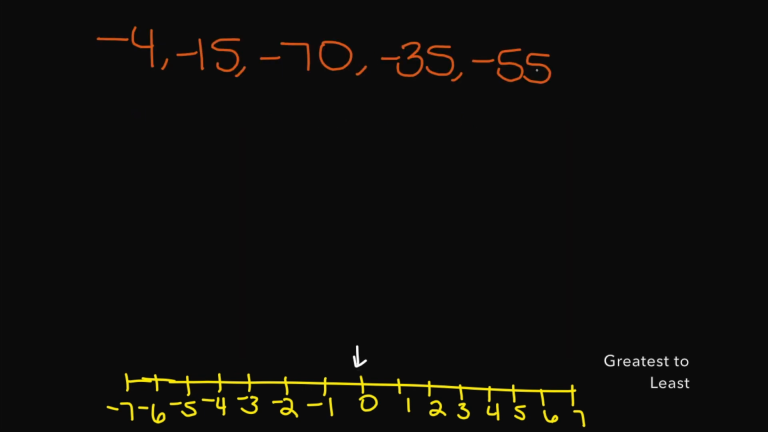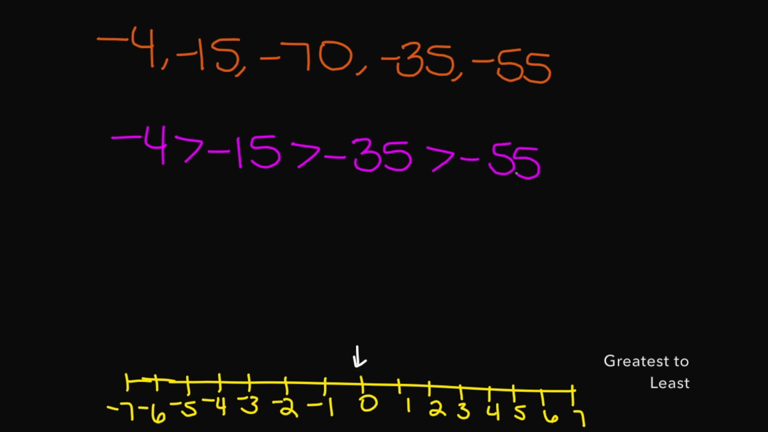-4, -15, -70, -35, and then -55. The largest number here from greatest to least is going to be -4. -4 is greater than -15. -15 is greater than -35. -35 is greater than -55. And then -55 is greater than -70. So remember that the largest number here is going to be -4. The smallest number in this set is going to be -70.